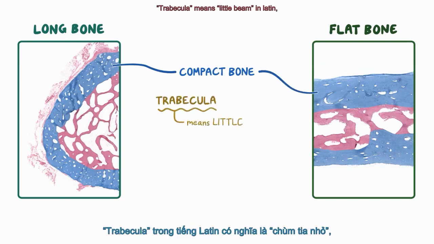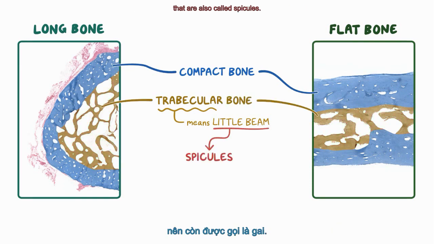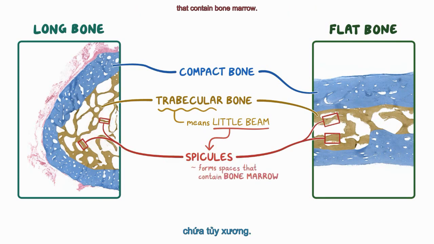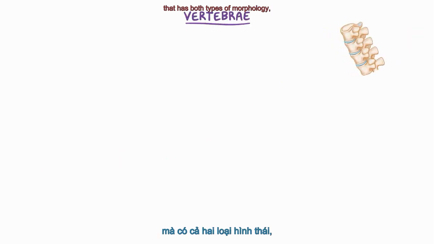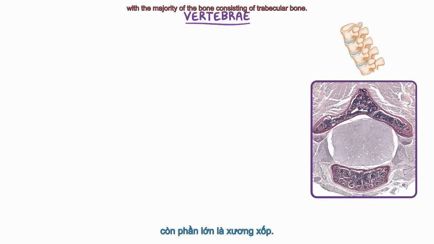Trabecula means little beam in Latin, which is why the trabecular bone has small beam-like structures that are also called spicules. The spicules connect with each other to form a network of interconnecting spaces that contain bone marrow. The vertebrae is another example of a bone that has both types of morphology, but its compact bone is only a very thin outer layer, with the majority of the bone consisting of trabecular bone.